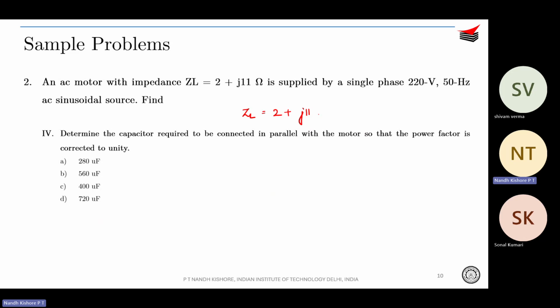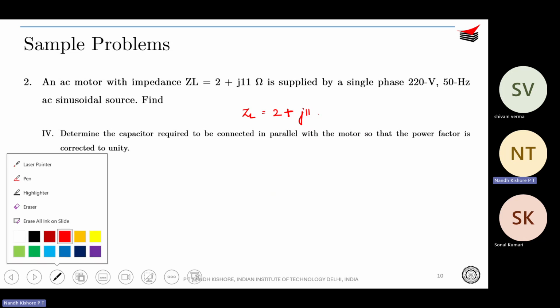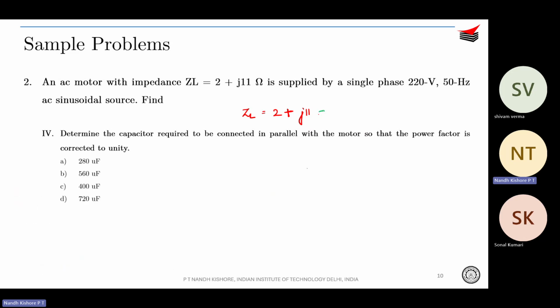Right. That is, can I have an element that will allow me to cancel out this j11? Obviously, since it is plus j11, I need to include something that would give me a minus j11, right? If I can add something that will give me minus j11, you will get the total impedance to be how much? 2 ohms. j11 and minus j11 would cancel out.